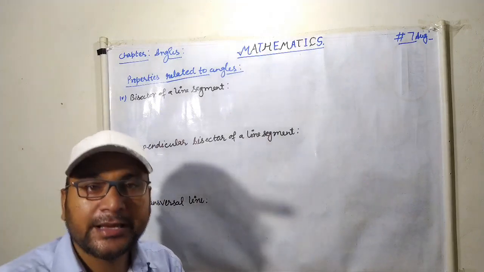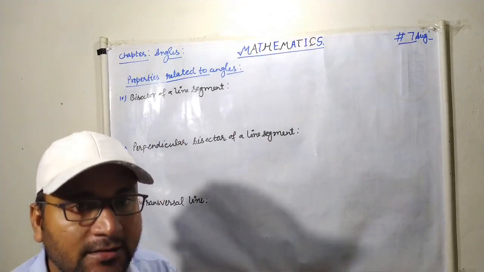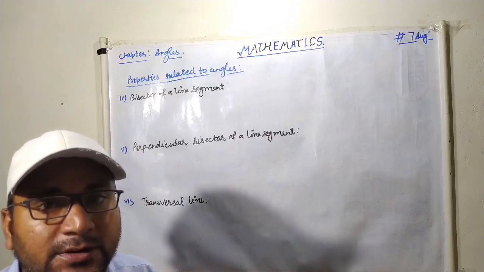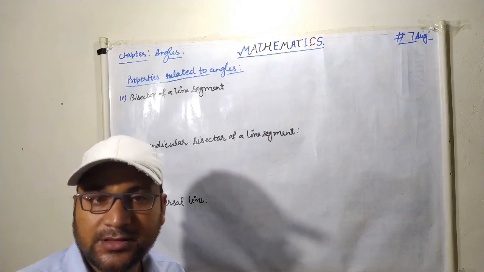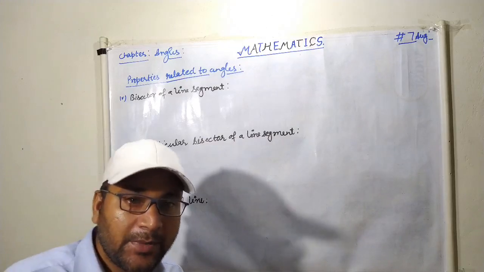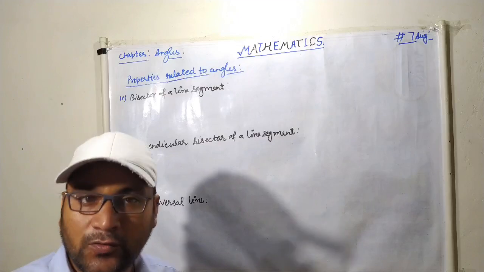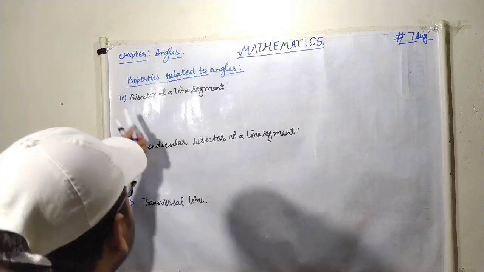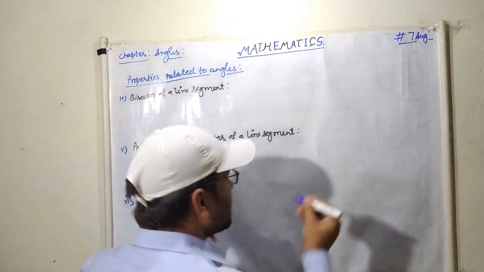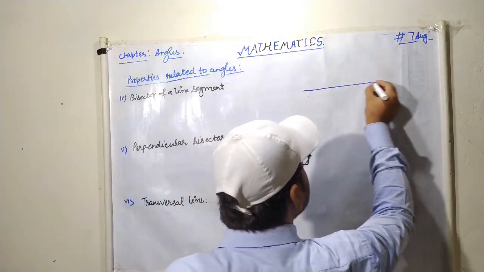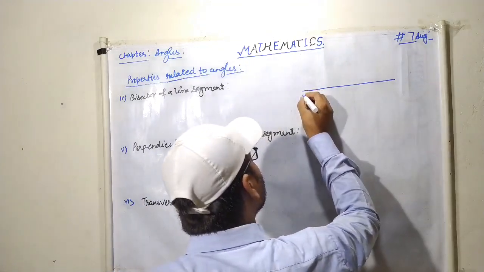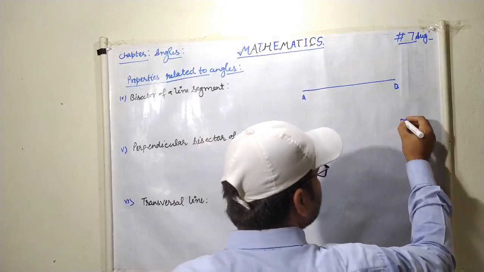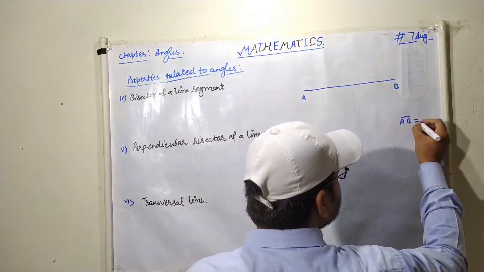Bisector of a line segment. Bisect means anything which divides into two equal parts, any angle or line segment. If it is divided into two equal parts, then it is known as a bisector. If it is an angle, then it is a bisector of an angle. If it is a line segment, it is a bisector of a line segment. So here is a bisector of a line segment. I have taken a line segment AB, which is 6 centimeters.